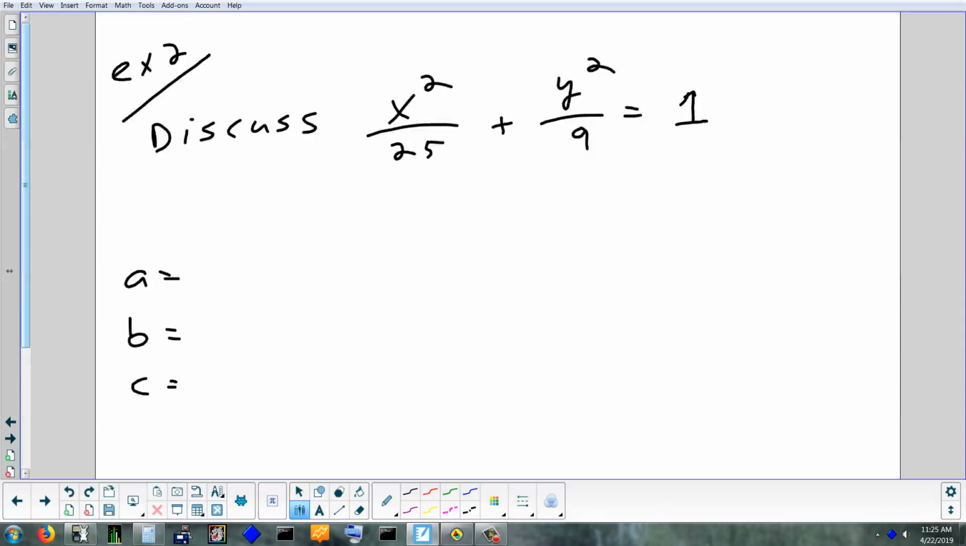What's A going to be? Yes, A is 5. How do we know that? Well, the bigger number is always A squared. The smaller one is always B squared. So, based on that, what's B? Yeah. 3. B is 3.